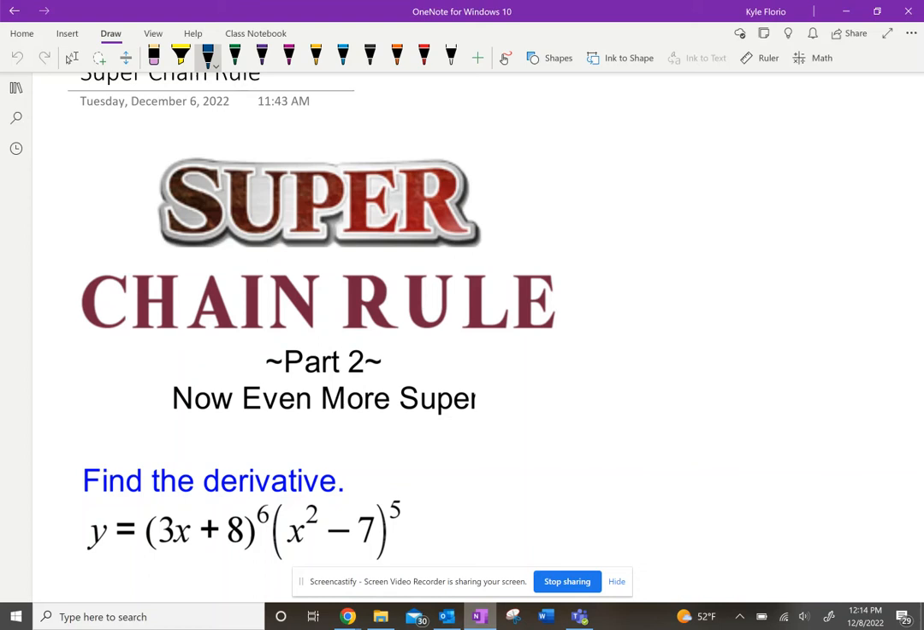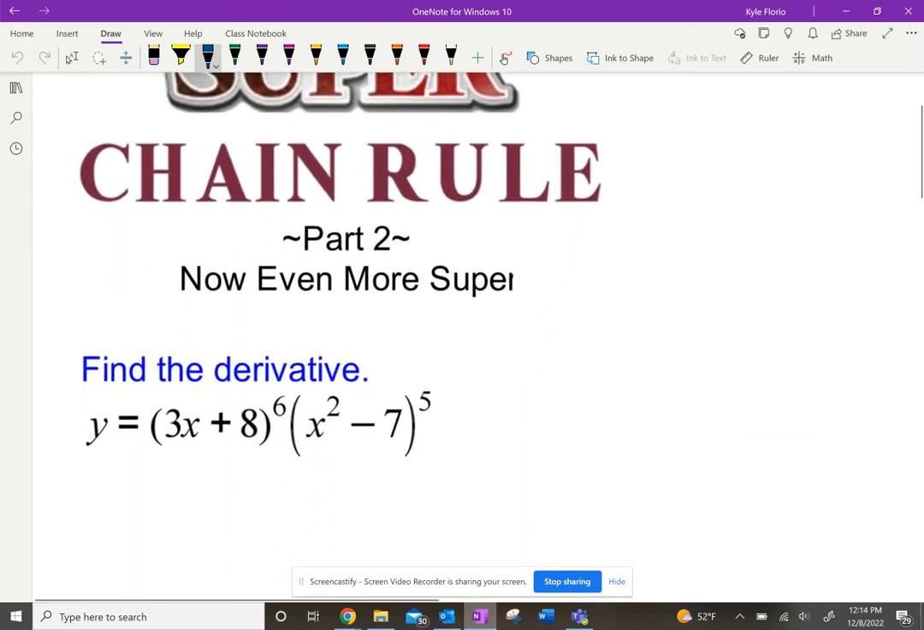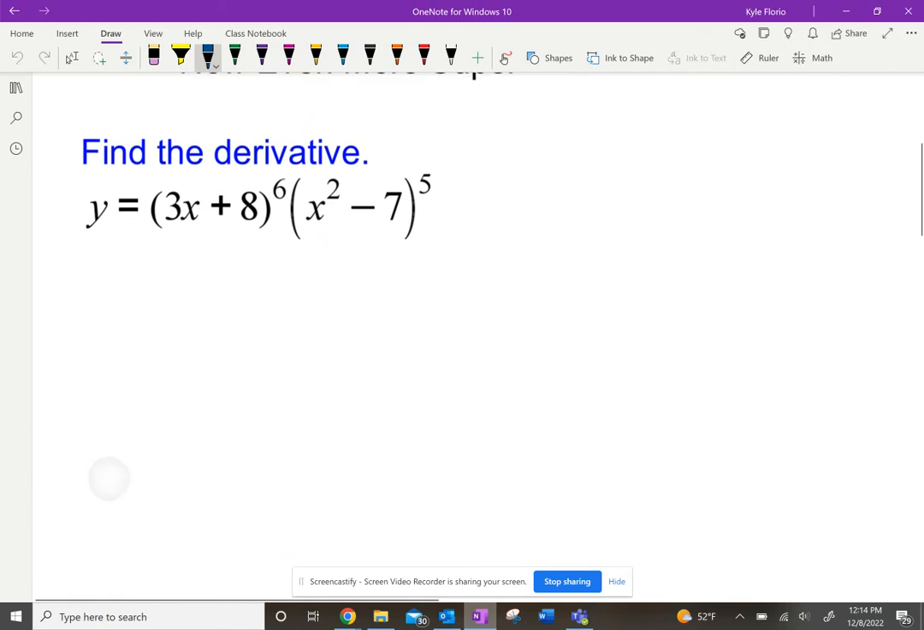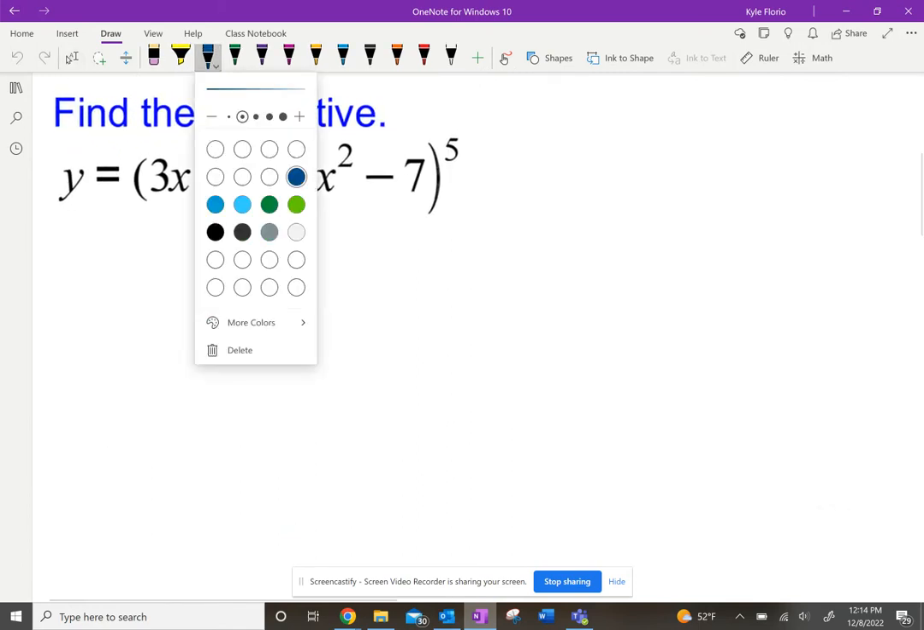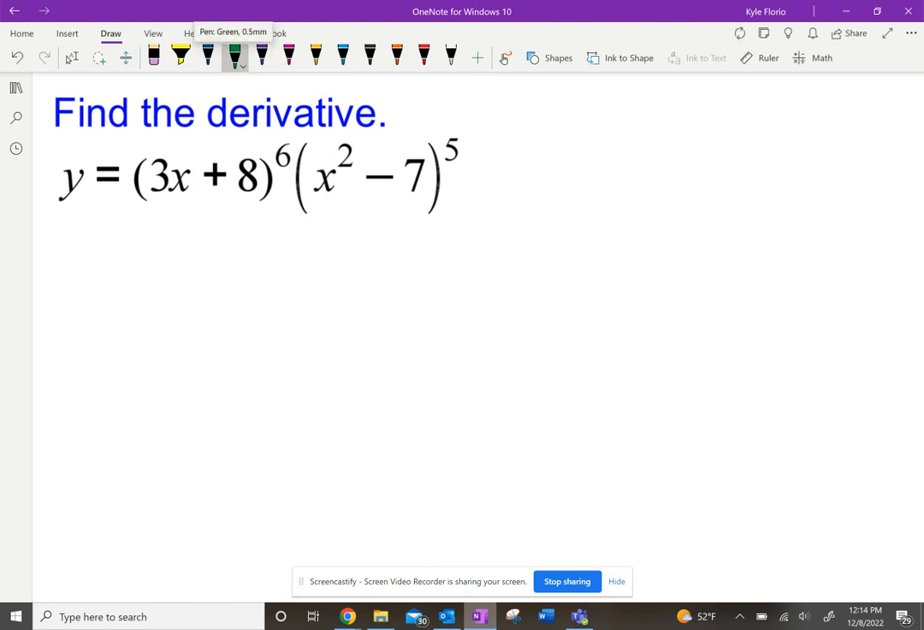Welcome back, Calculus. Here is Super Chain Rule Part 2, now even more super. Copy this down, and we're going to take the derivative of this nice looking one right here. Why this is a little bit more super than before is, before, if I just asked you to take the derivative of that piece, it's a chain rule, but now I also have a product here.